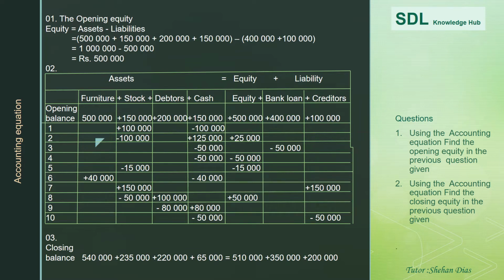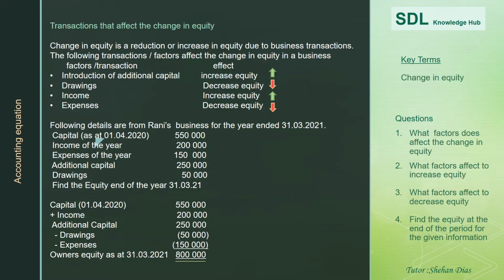So now we have recorded all the transactions in the accounting equation. The last thing we have to do is find the closing balances for individual accounts. So what we need to do is add down each individual account. For example, furniture 500,000 plus 40,000, 540,000. So likewise you do for the rest of the individual accounts and you get the closing balances.